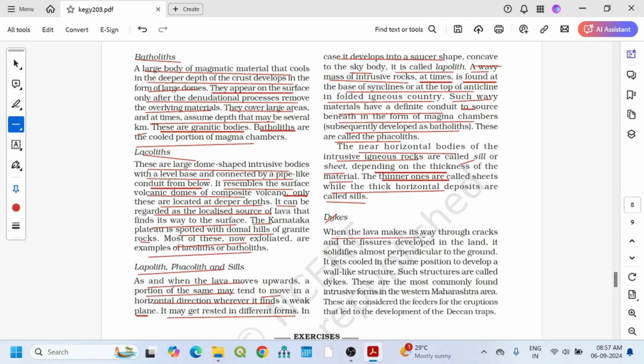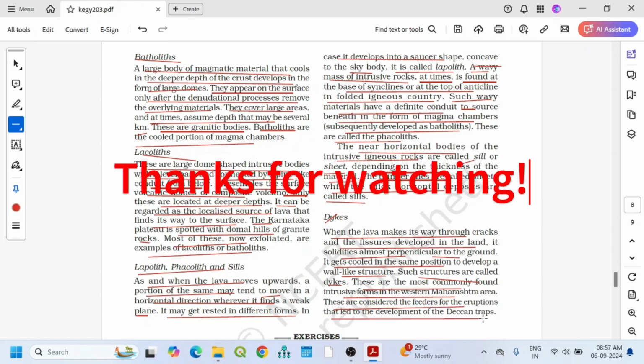Dikes. When the lava makes its way through cracks and fissures developed in the land, it solidifies almost perpendicular to the ground. It gets cooled in the same position to develop a wall-like structure. Such structures are called dikes. These are the most commonly found intrusive forms in the western Maharashtra area. These are considered the feeders for the eruption that led to the development of the Deccan Traps.